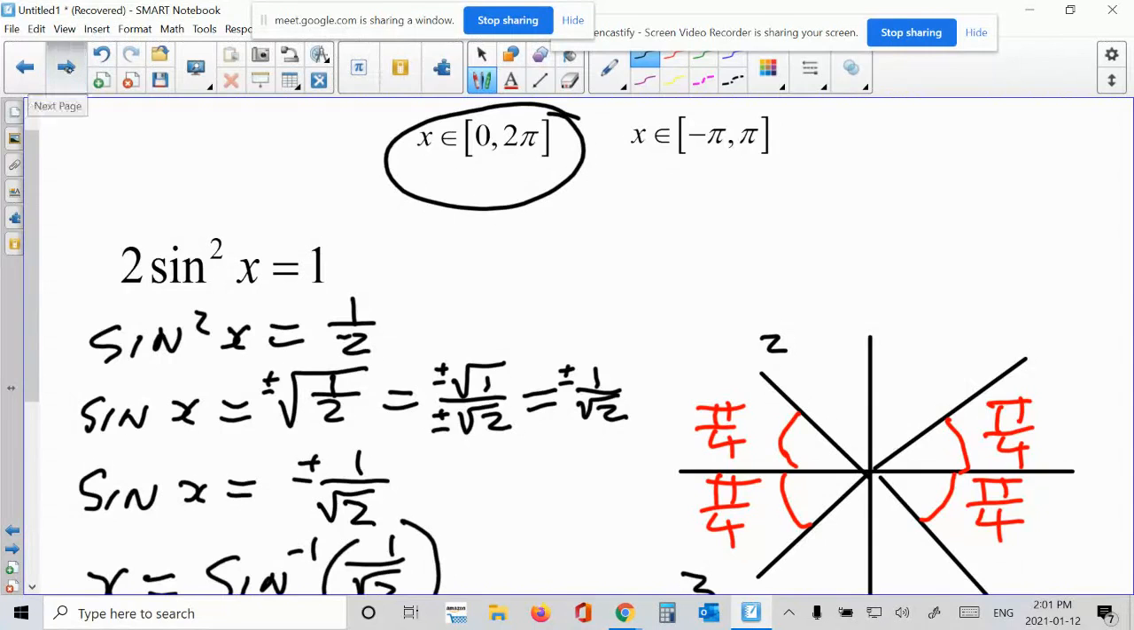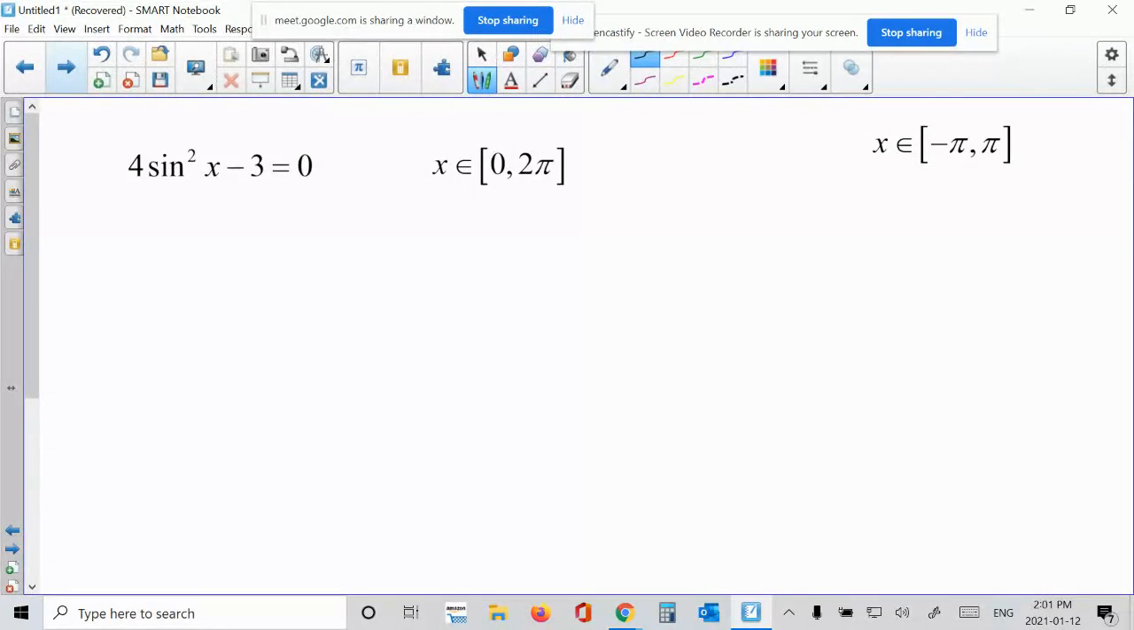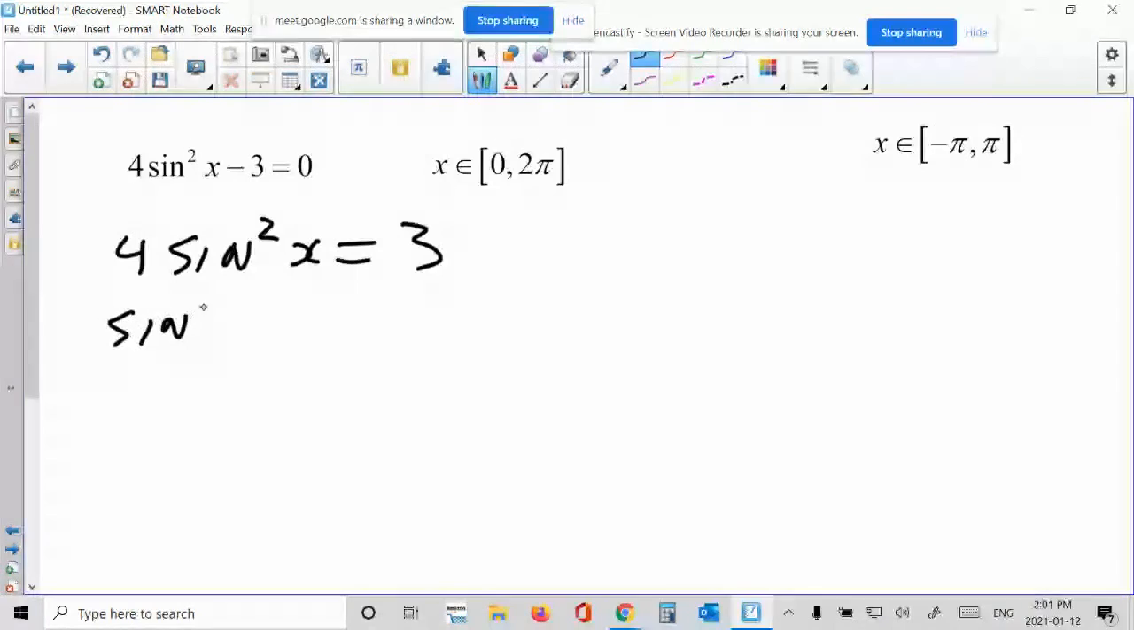Okay, now let's get to this. 4 sine squared x minus 3. All right, let's go through the process that we always go through for solving an equation. Let's bring that 3 over. So 4 sine squared x is equal to 3. I just simply added the 3 to the other side. Then I'm going to divide both sides by 4. So sine squared x is equal to 3 over 4.